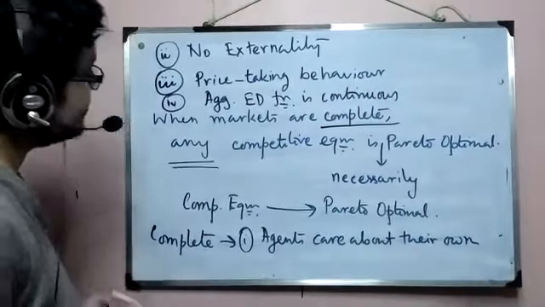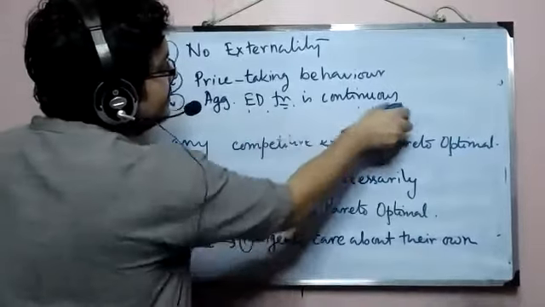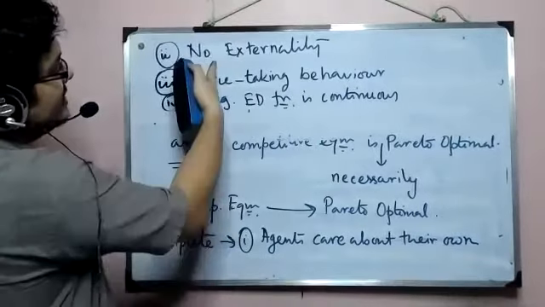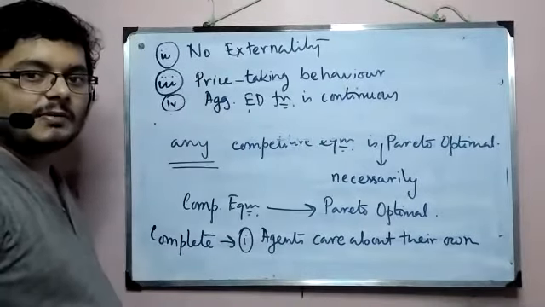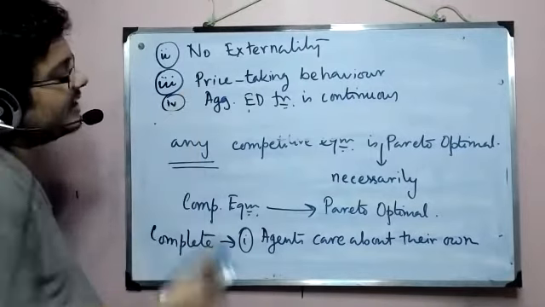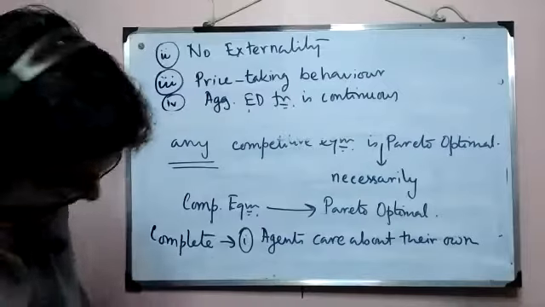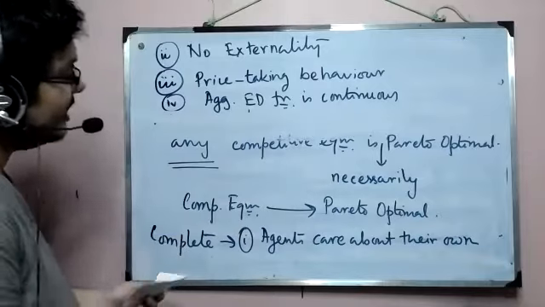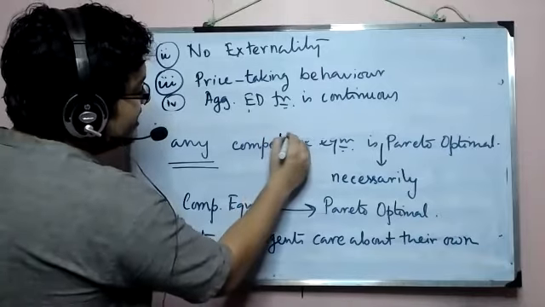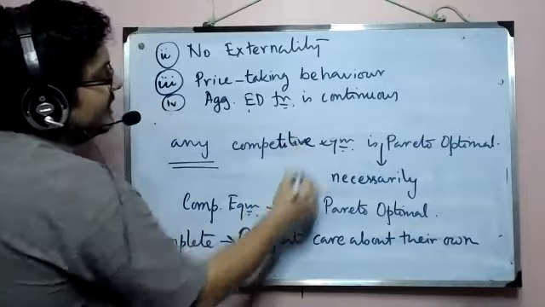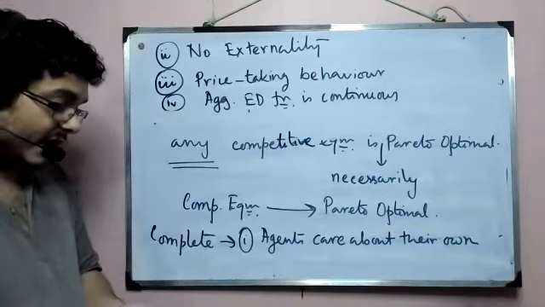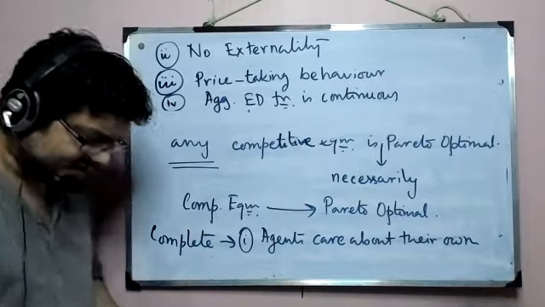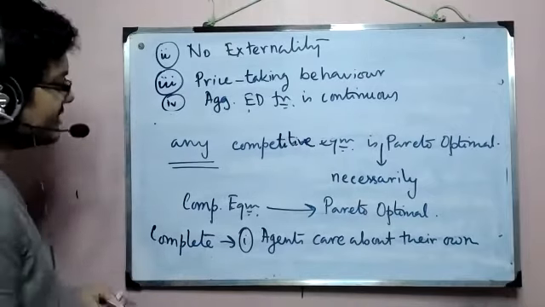So instead of saying when markets are complete, let's erase that. When I'm saying that agents are selfish, there is no externality of consumption, and there is price taking behavior, and the aggregate excess demand function is continuous, then we can have any competitive equilibrium necessarily be Pareto optimal. So that means we start with a competitive equilibrium and we show that it is Pareto optimal. But it has some undesired implications.